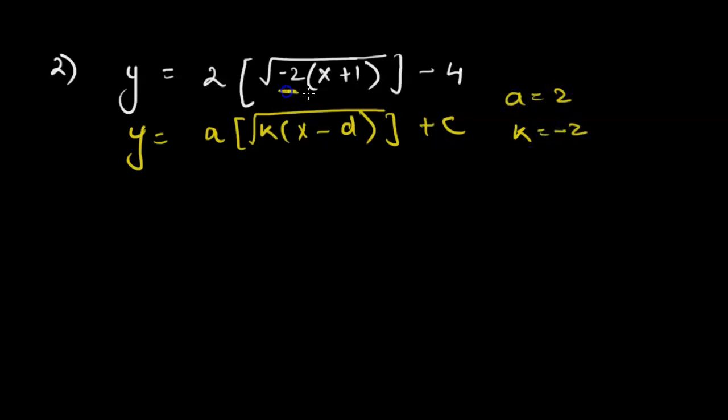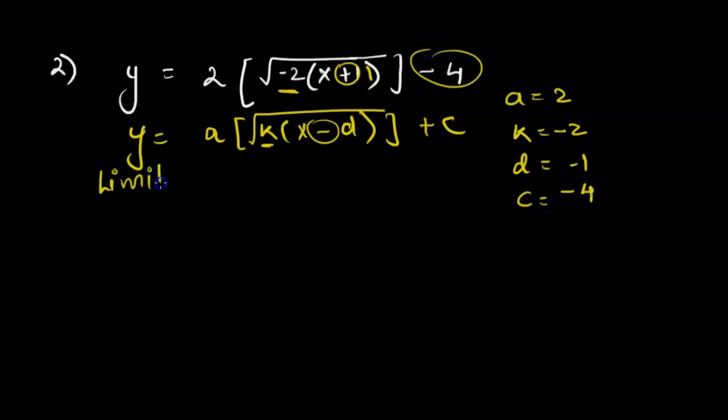Make sure k is factored out of the x minus d bracket. D is -1 because the general equation has a negative sign and this is a positive sign, so we take the opposite sign, and c is equal to -4. We know there is a limit on both domain and range.